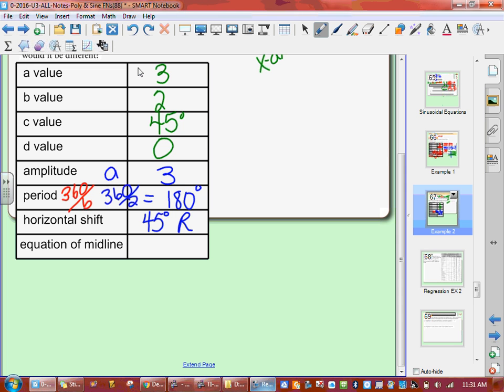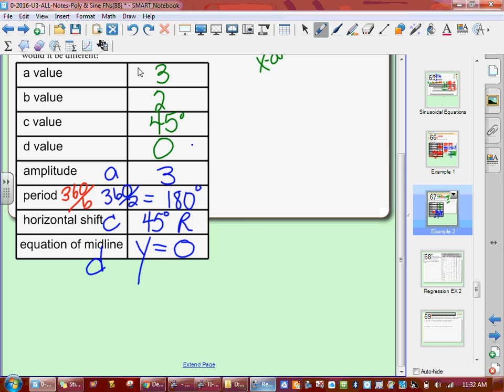Equation of the midline, y equals, same as your d value. This guy's your d value. So that's going to be 0. Horizontal shift, that was our c value. So you can see they use every parameter that's going to describe something about the graph.